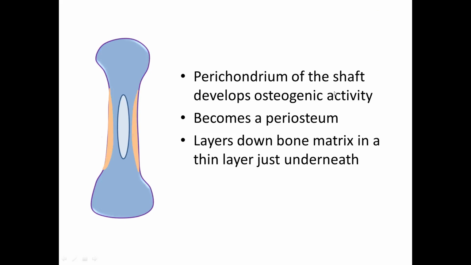Also in the perichondrium of the shaft, it develops osteogenic activity. So that is the perichondrium of the shaft, and just below that, cells there develop osteogenic potential. And then this perichondrium turns into a periosteum. Then layers of bone matrix are laid down underneath this now newly formed periosteum.